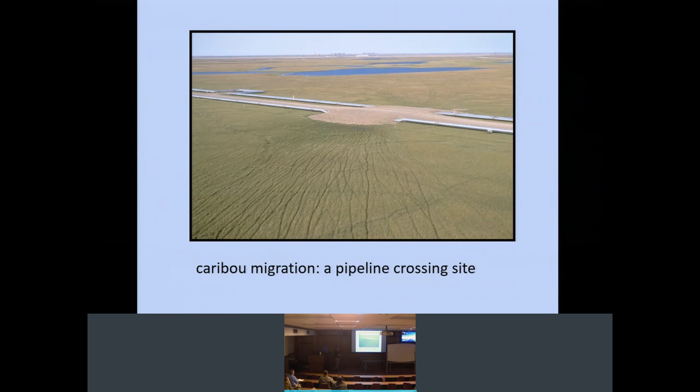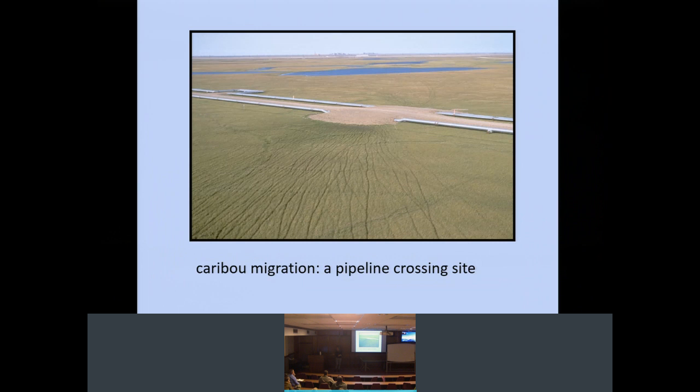And I love this picture because it shows these caribou are coming in from all over and they're successfully passing this barrier. So if you're interested in barriers, you can check that box. Successful passage is happening here. But you have to ask the next question. So what is the energetic and the time cost of having to use this barrier? Of course, it's good that there's a passage, but there's more to it than just successfully passing.